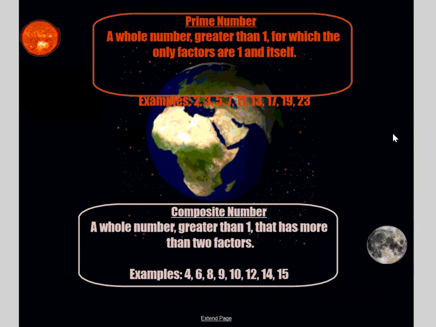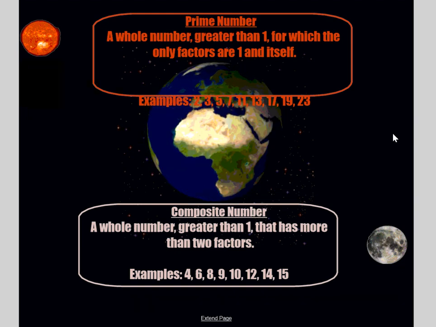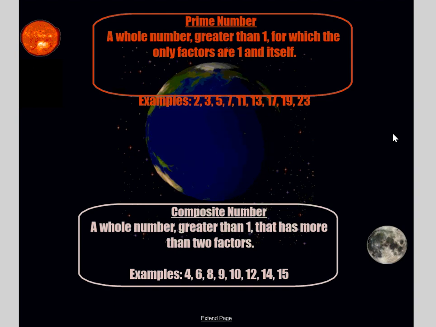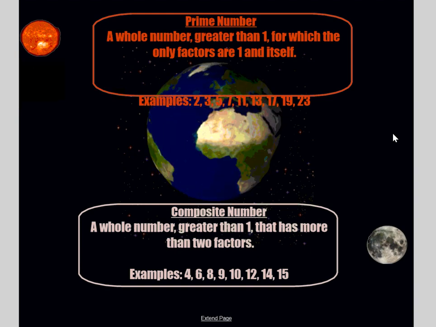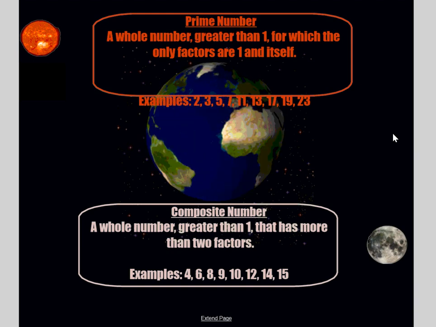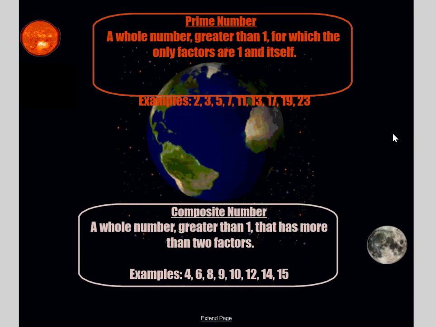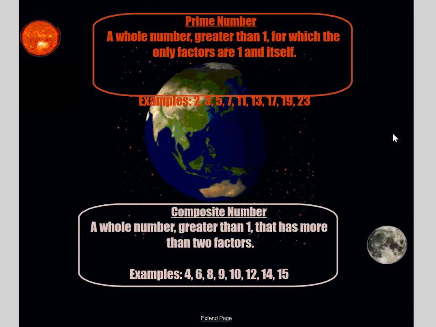Composite numbers are numbers that can be made up of multiplying two prime numbers together. 4 can be gotten by multiplying 2 times 2. 10 can be gotten by multiplying 2 times 5. So any number that can be a multiple of 2 or more numbers is going to be considered a composite number.